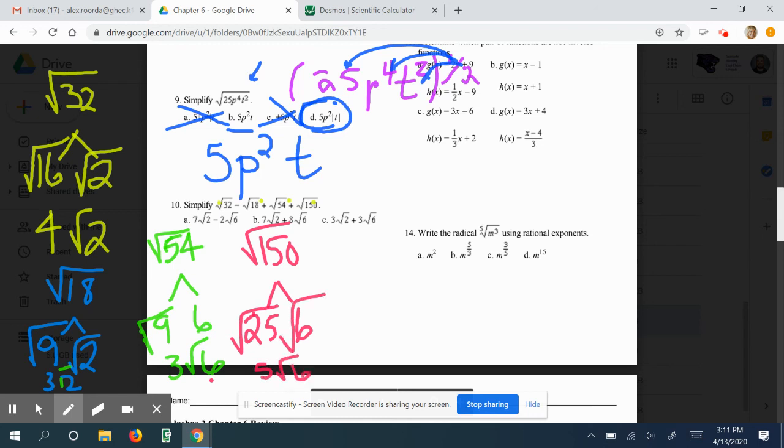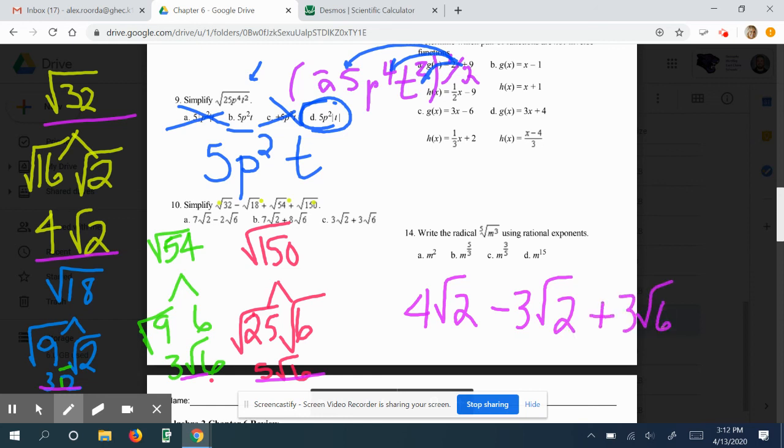So what I'm going to do with all of these is I'm just going to replace each one with our broken down simplified root, right? So it's going to be 4 square roots of 2 minus 3 square roots of 2. And then we have plus 3 square roots of 6. And then plus 5 square roots of 6.